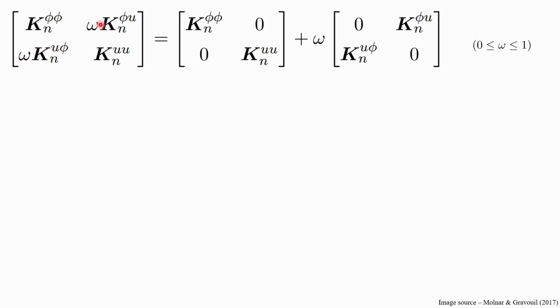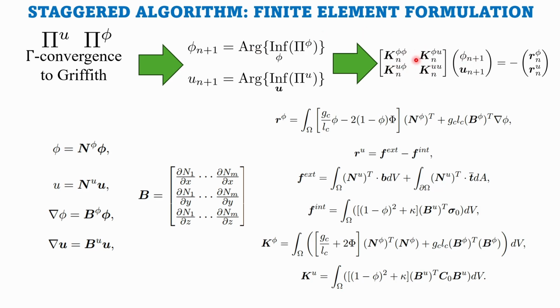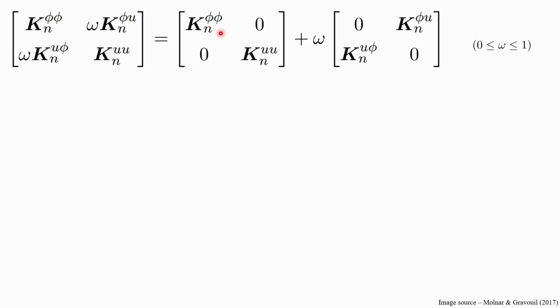Now this omega can be used as a tuning parameter, which goes from 0 to 1. So when omega is equal to 0, we essentially get a decoupled stiffness matrix, correct? So this can be written as this plus omega into this. So when omega equals 0, we get only the decoupled stiffness matrix. And this decoupled stiffness matrix is used in the staggered formulation. So essentially, this overall stiffness matrix gets reduced to a decoupled form like this, only because of omega.